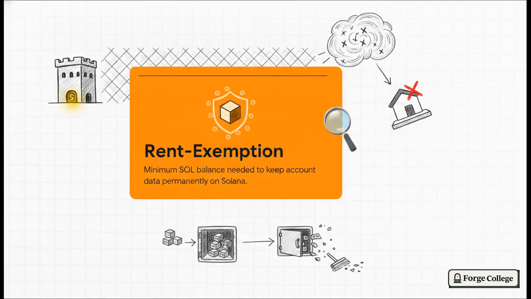Rent exemption, this concept trips up a ton of builders. Remember, rent exemption is simply paying the blockchain landlord a security deposit up front. You've got to lock up a tiny bit of SOL to cover the storage space of your data. If you don't, your hard-earned token account gets unceremoniously evicted from the network.